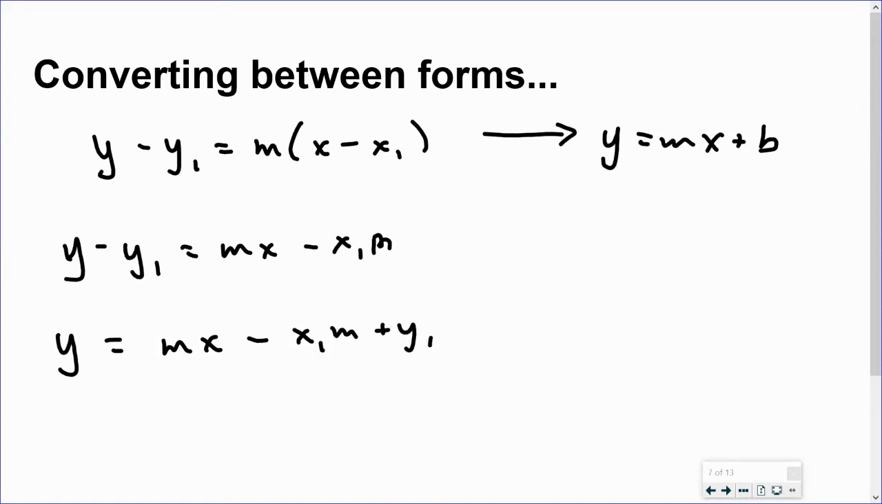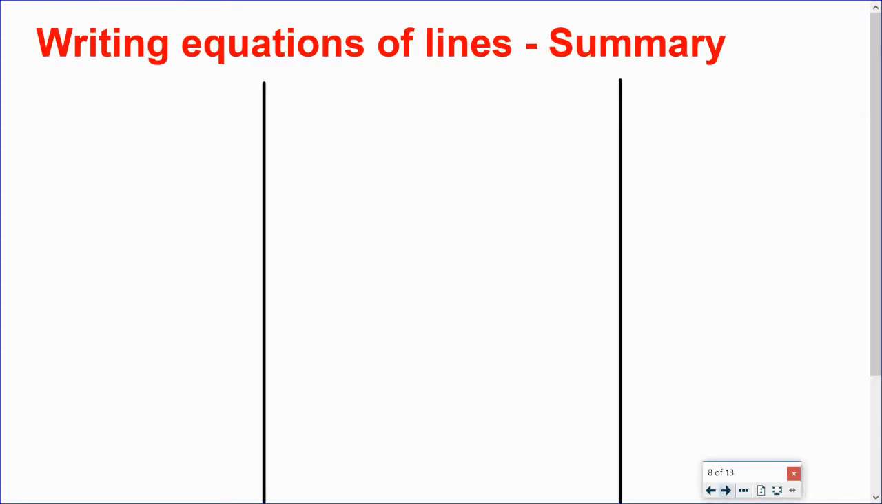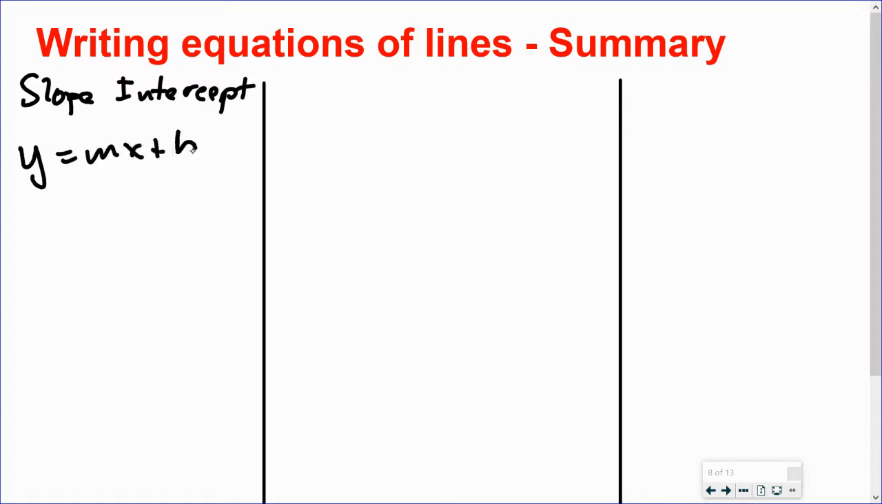Now remember, these things all right here are going to be numbers. It's going to work out really easy. That is ugly, but that's what I would do. Okay, now summary of this. Slope-intercept form: y is equal to mx plus b.